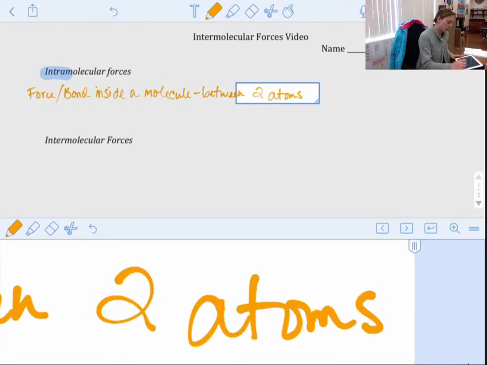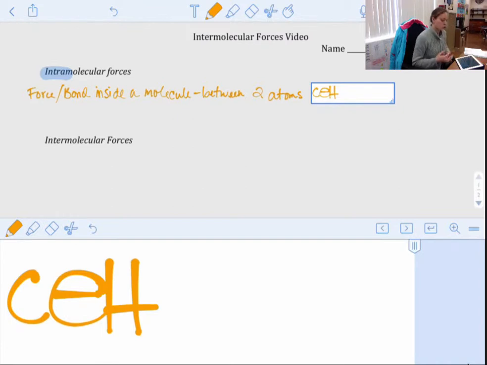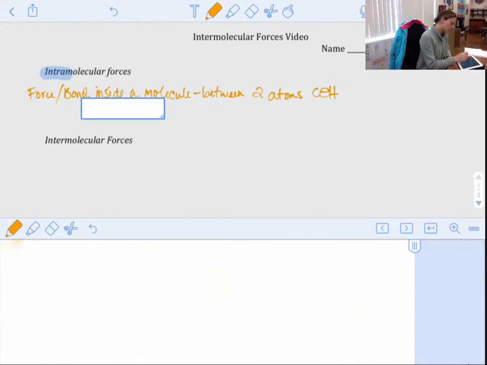So for example, it would be like the connection between a C and an H. Okay, this right here is an intramolecular force. It's the bond between two atoms. That's an actual covalent bond between two atoms. That's intra. Okay, these are usually fairly strong.